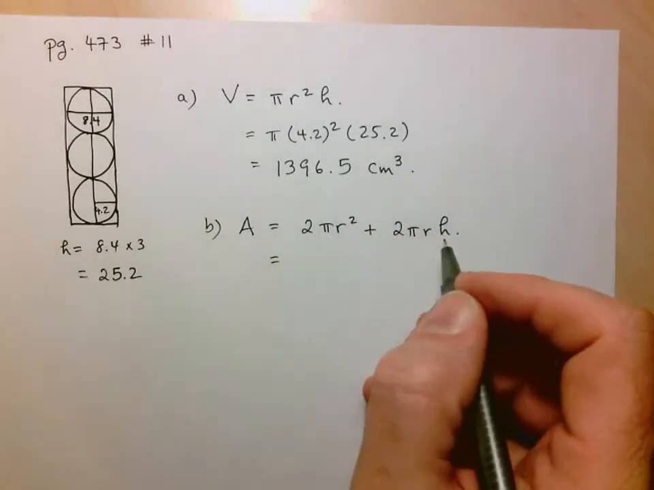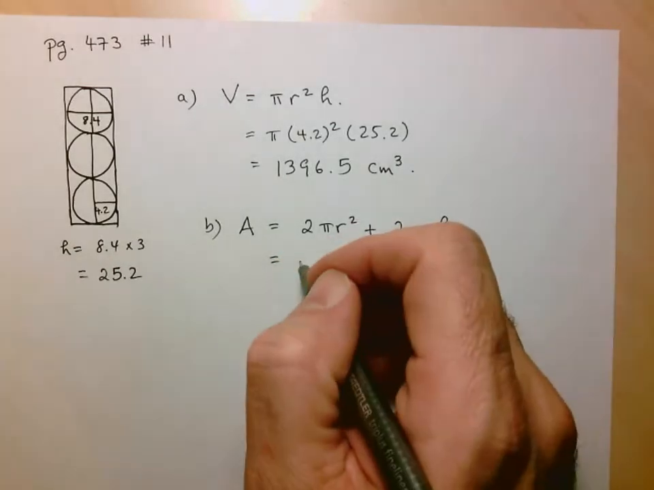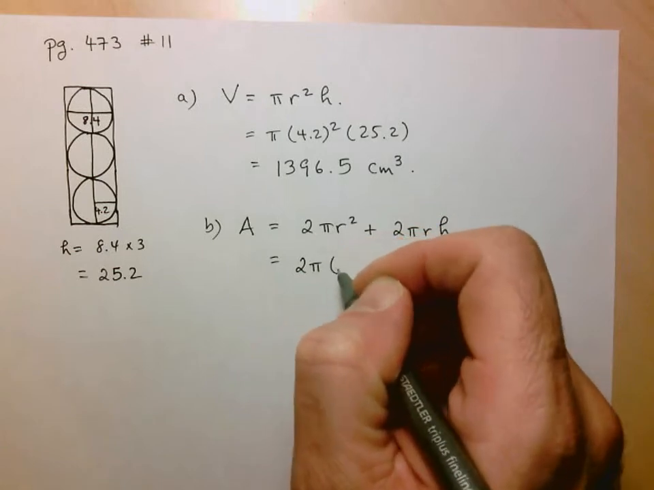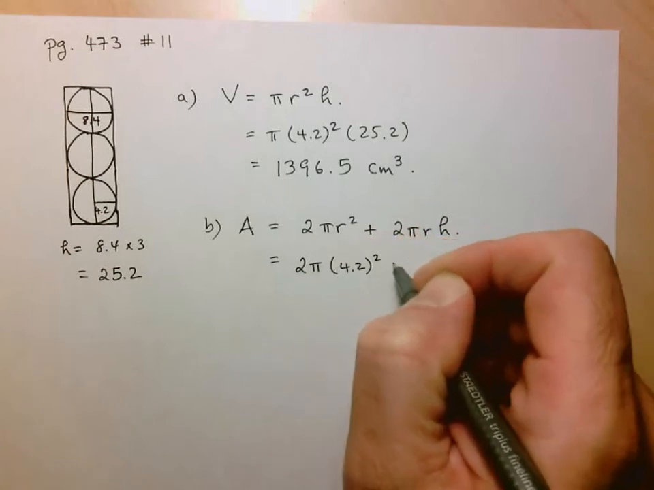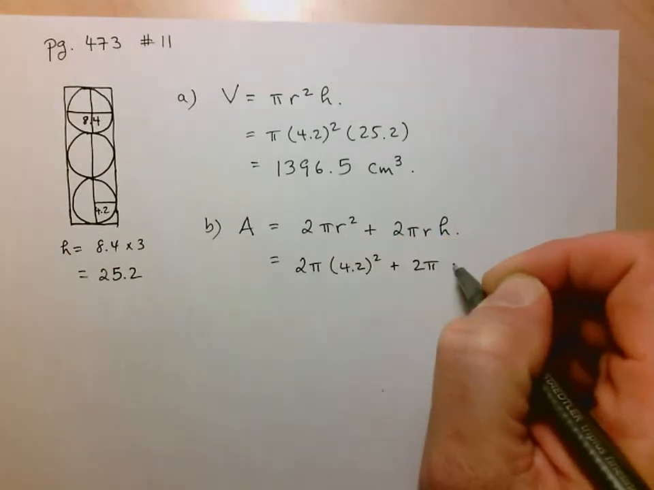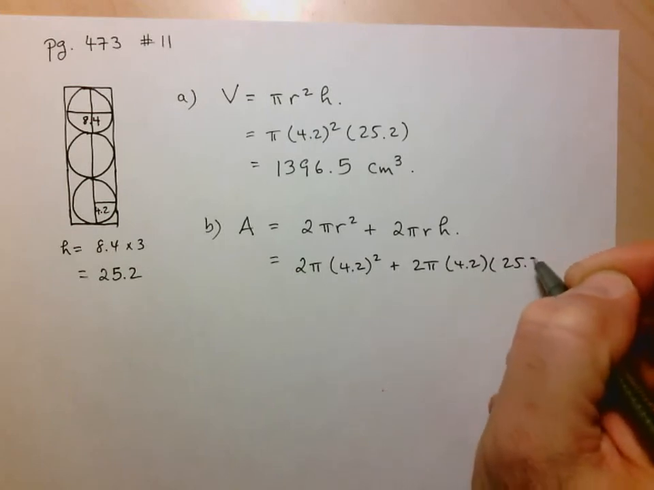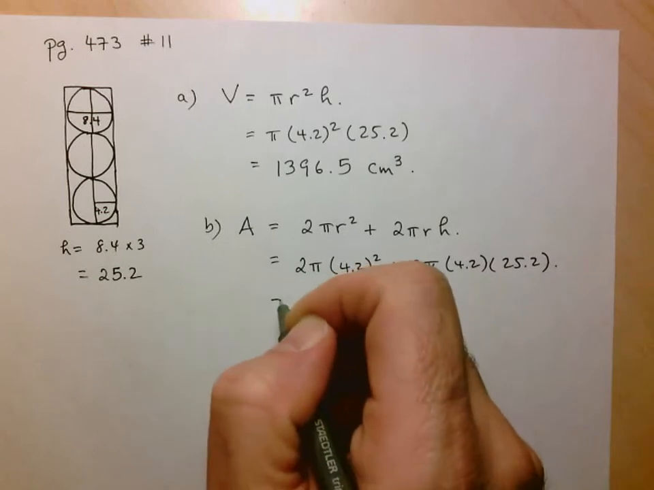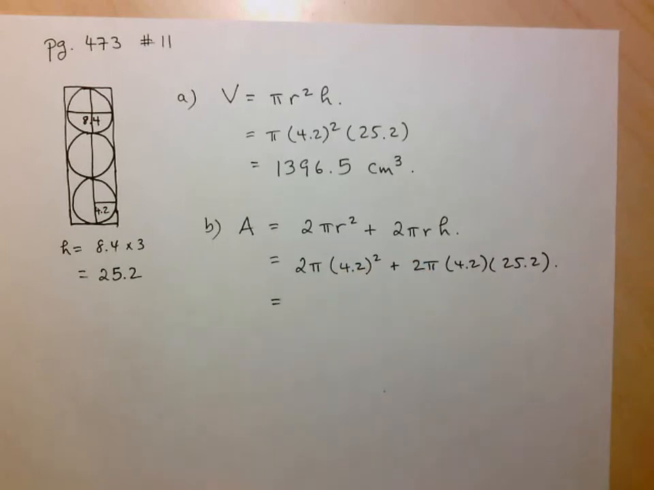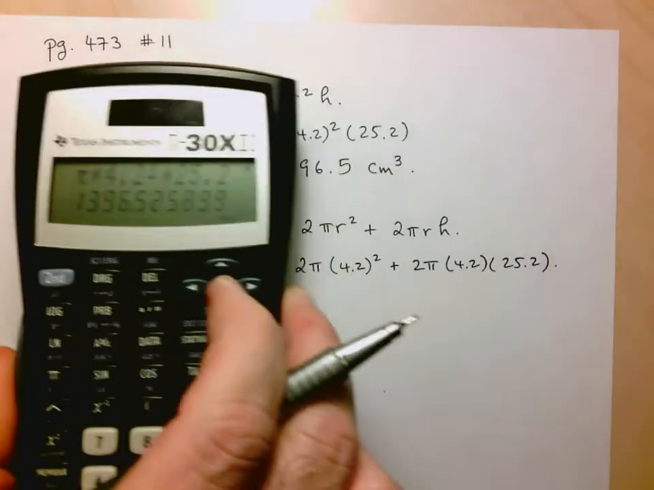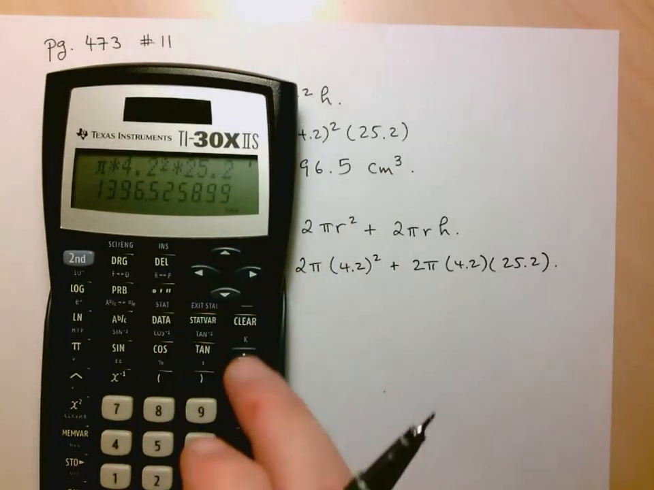Okay, but now I have all this information because I found it for part A. So I've got 2 times pi times 4.2 squared plus 2 times pi times 4.2 the radius times 25.2 the height. Okay, and they'd want this to the nearest square centimeter, so to the nearest unit. So I'm not going to keep any decimals. Okay, so let's put this in a calculator.